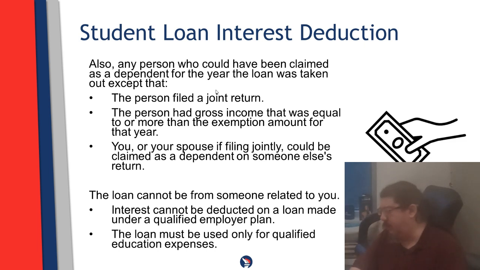And also, you can claim student loan interest for certain people who weren't your dependents if they were almost your dependent, meaning that they would have been your dependent except they filed a joint return, or they would have been your dependent except their gross income was too high, which means you were supporting them, or they would have been your dependent except for the fact that you were someone else's dependent at the time.